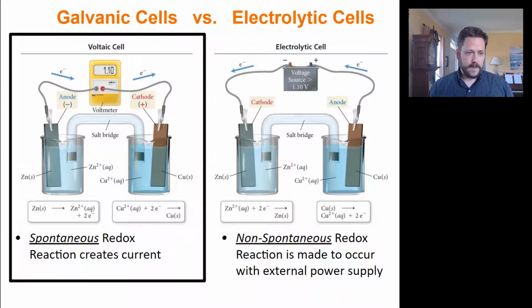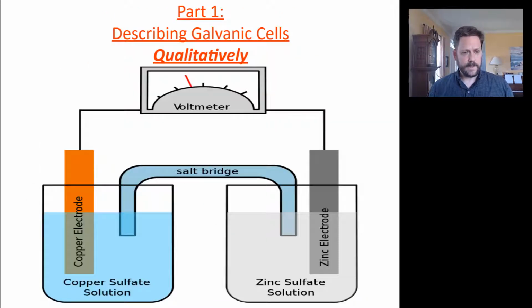The goal of this video is just going to be to describe galvanic cells, also known as voltaic cells, qualitatively. So just to describe the components and see what's going on. And you can see there's really two parts. There's one part on the left there which has a copper electrode and some copper sulfate, and another part on the right which has a zinc electrode and some zinc sulfate, and those are called half cells. And they are separated from each other, only connected by a salt bridge.